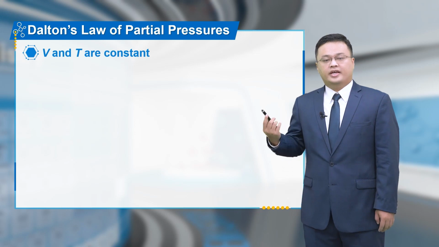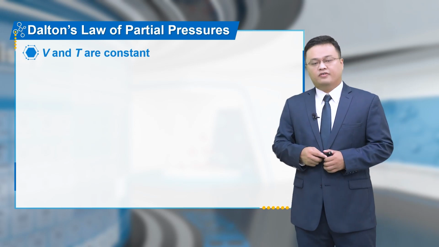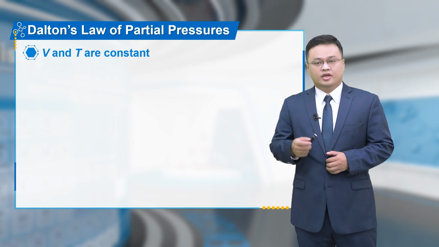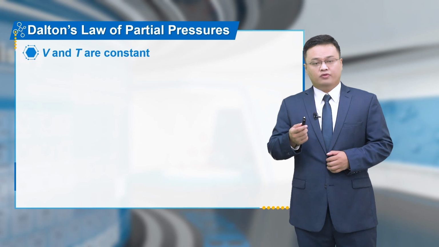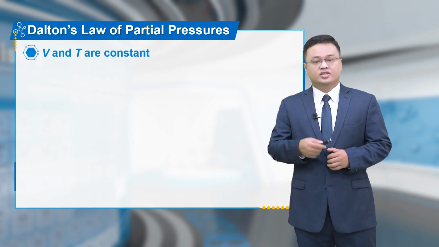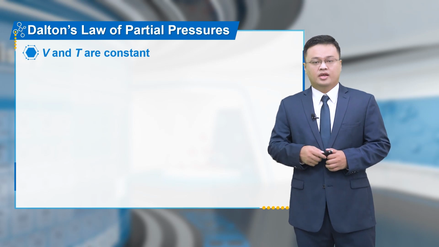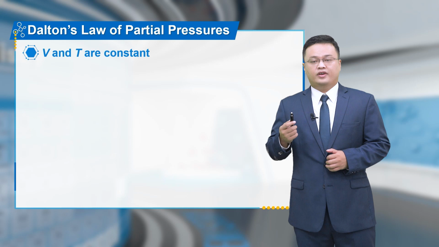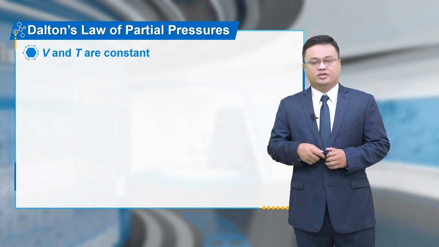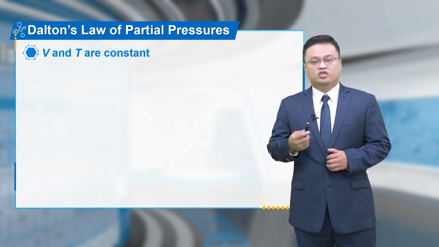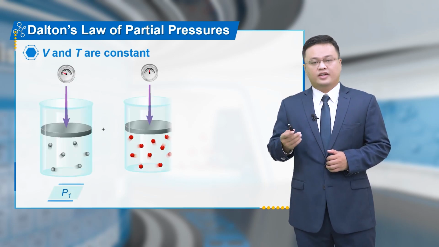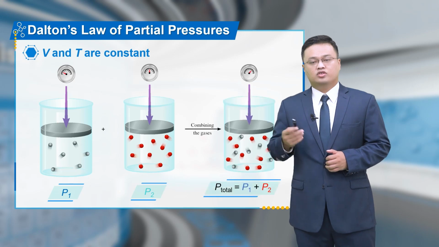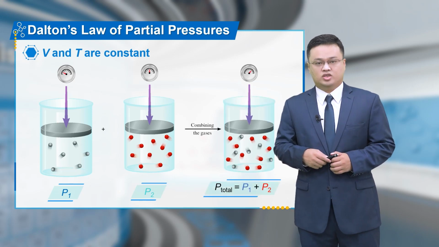John Dalton made an important contribution to the study of gaseous mixtures. He proposed that in a mixture, each gas expands to fill the container and exerts the same pressure, called its partial pressure, that it would if it were alone in the container. Dalton's law of partial pressure states that the total pressure of a mixture of gases is the sum of the partial pressures of the components of the mixture.